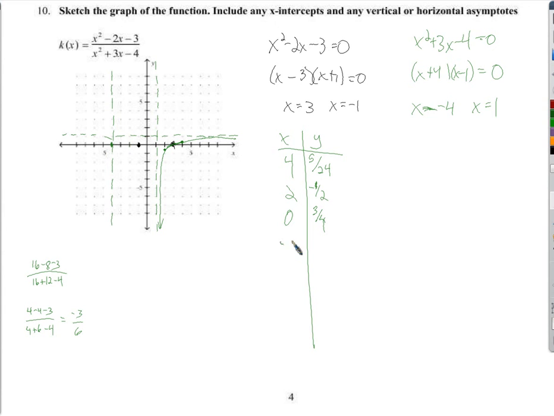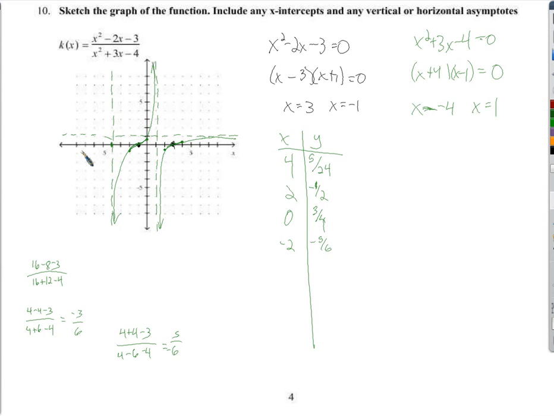Negative 2. Negative 2 is going to give us 4 plus 4 minus 3 over 4 minus 6 minus 4. So 8 minus 3 is 5 over negative 6, negative 5/6. So we got 3/4 when we plug in 0, negative 5/6 when we plug in negative 2, so we go crossover like this, and we go up as we approach the vertical asymptote, not down because there's no x-intercept, and we go down as we approach the other vertical asymptote.